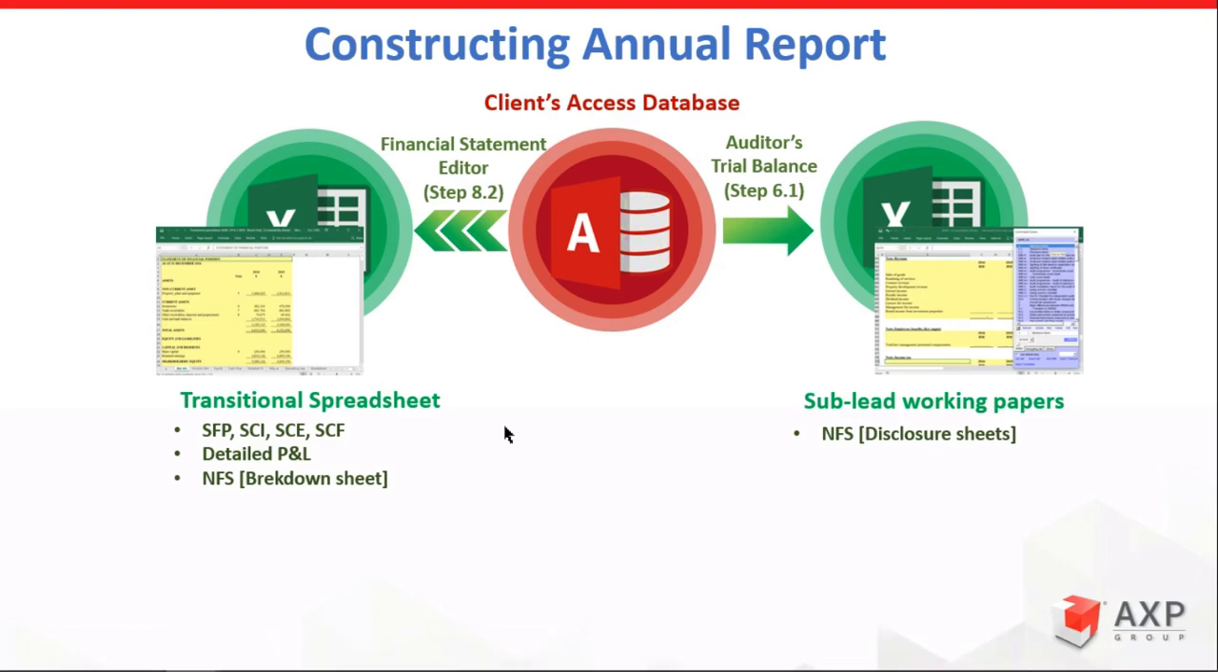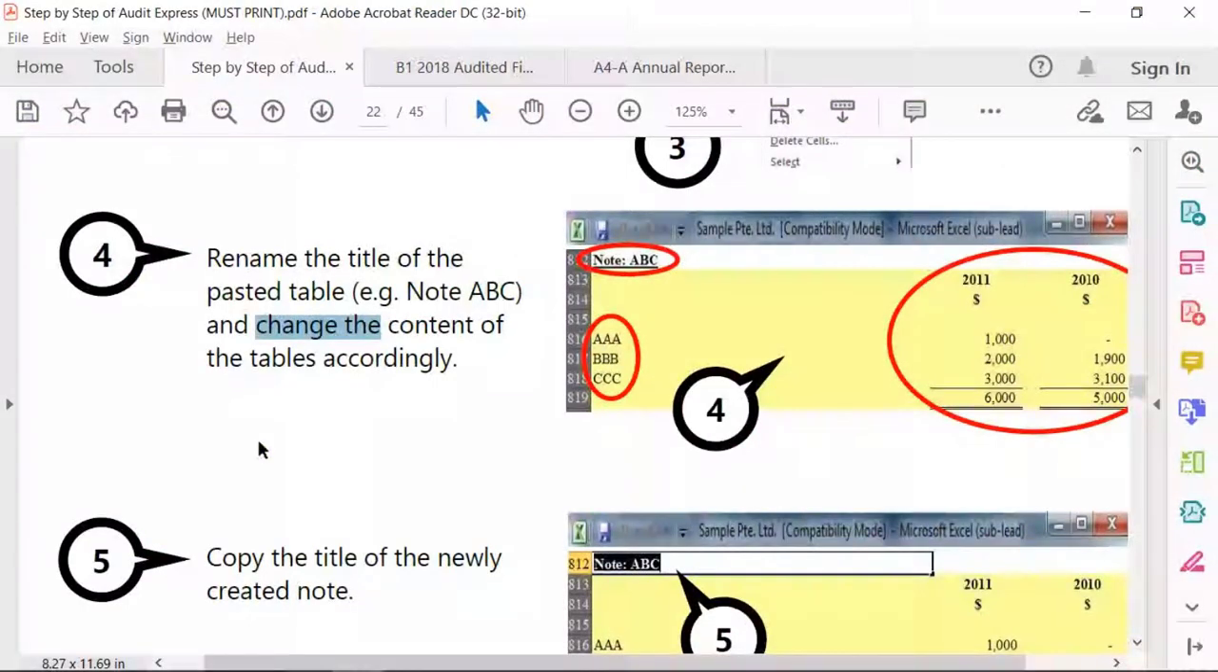now the next one is what? Next one is this. This is the one: transitional spreadsheet. What are the things that you need to take note of? If this is not the first time that you are drafting the annual report for this client, usually there is not much you will need to check or change. So what I will do here is this one.